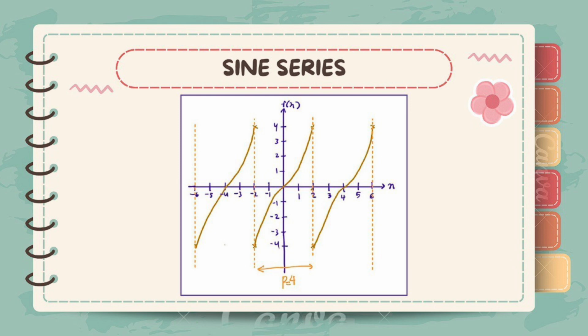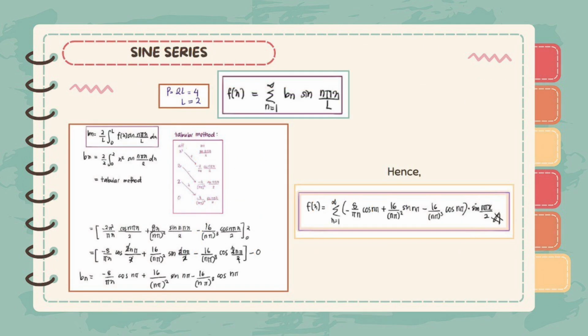graph will show that it is symmetric about the origin, which is to the x-axis. This is an example of the calculations for the odd function. We need to calculate the value of bn and then substitute the value of L, which is equal to 2, and the function, which is x squared. Once we get the bn, we need to insert it into the sine series formula function.